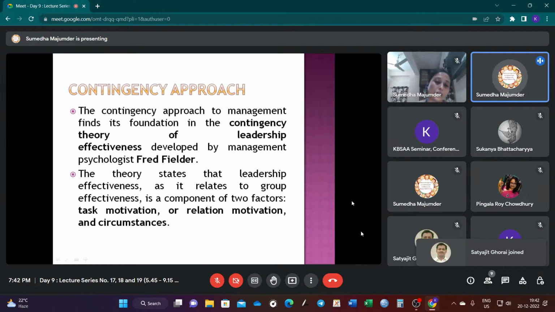And from the exam point of view, always remember this contingency approach. It is also considered the situational approach, because under any situation, how the business actually reacts to that particular change is the basic essence of the contingency approach.